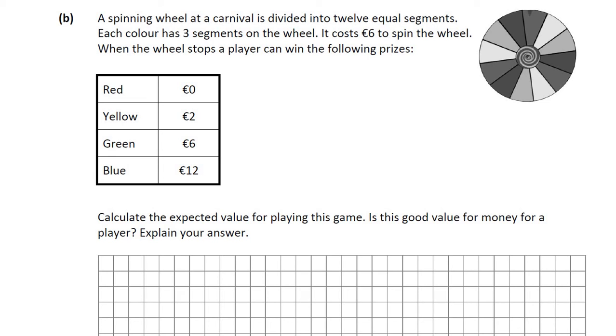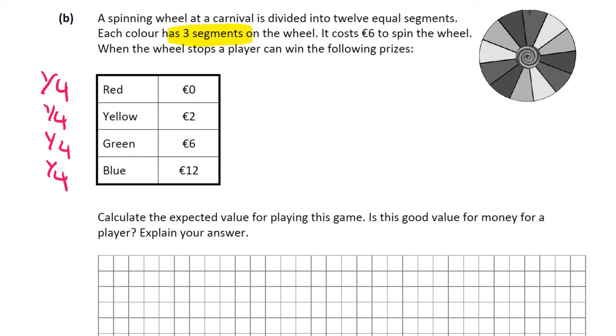So what we need to do, if you remember, expected value is going to be equal to the value times the probability of getting that event. So we know that at the start, we're told that 12 equal segments, each colour has 3 segments on the wheel. So we need to work out what the probability of each event happening is. Well, each has 3 segments, and there's a total of 12, so it's going to be 3/12, which is 1/4. So each of those has an equal probability of being a quarter.